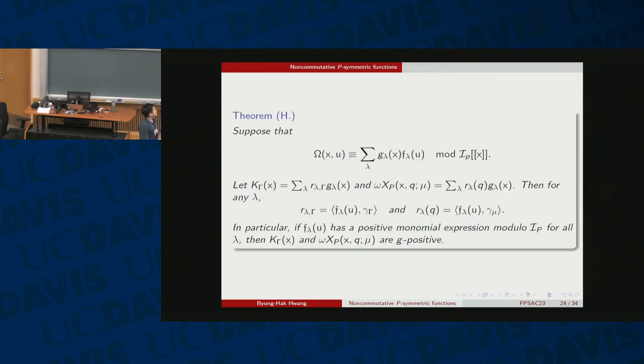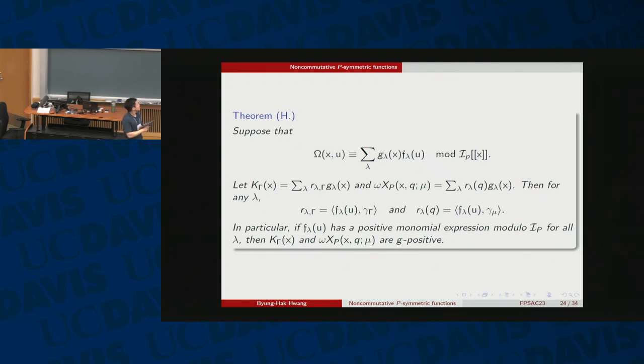So this is the strategy for proving positivity. Suppose that the noncommutative P Cauchy product can be written as follows, which is the summation of a symmetric function basis g lambda of x times a certain noncommutative symmetric function f sub lambda.